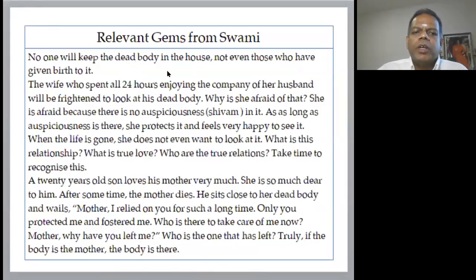No one will keep the dead body in the house, not even those who have given birth to it. The wife who spent all 24 hours enjoying the company of her husband will be frightened to look at his dead body. Why is she afraid of that? She is afraid because there is no auspiciousness, Shivam, in it. As long as auspiciousness is there, she protects it and feels very happy to see it. When life is gone, she does not even want to look at it.